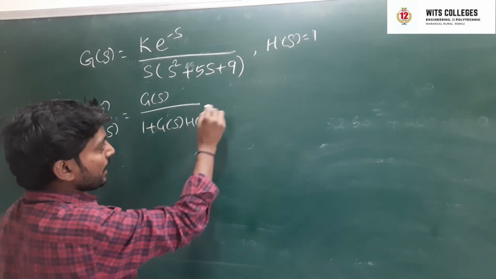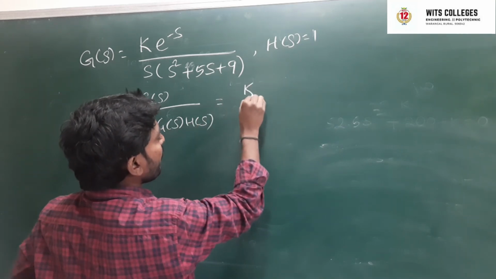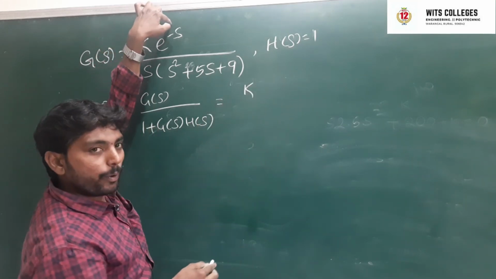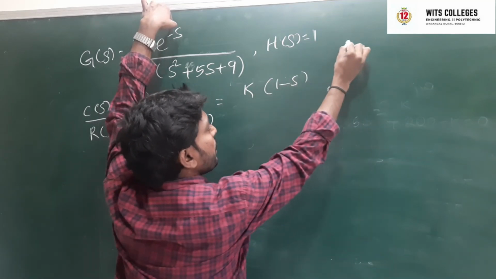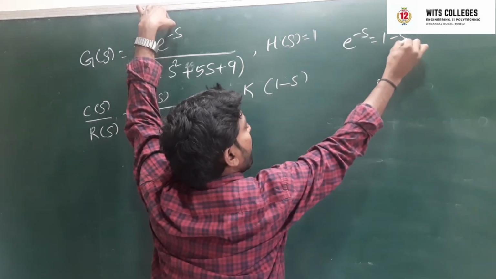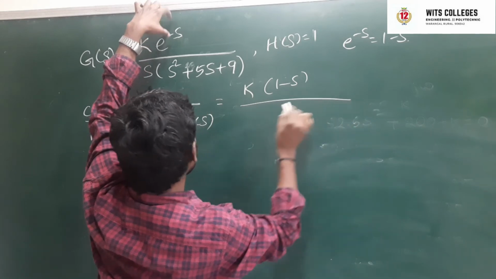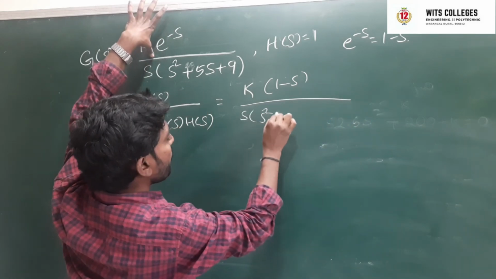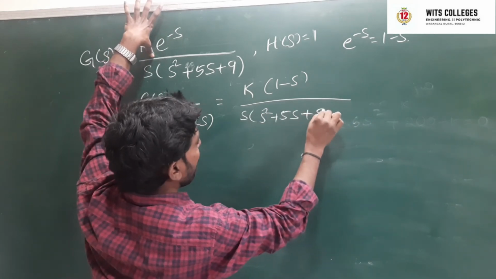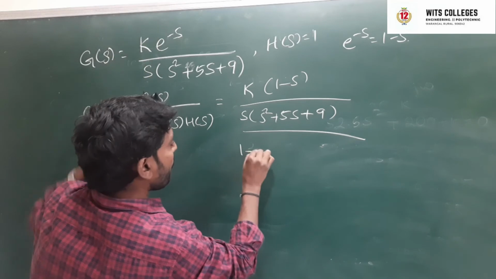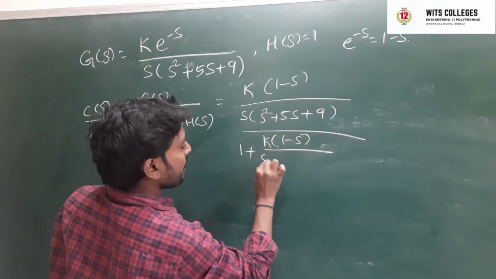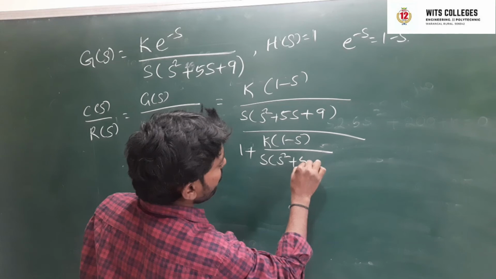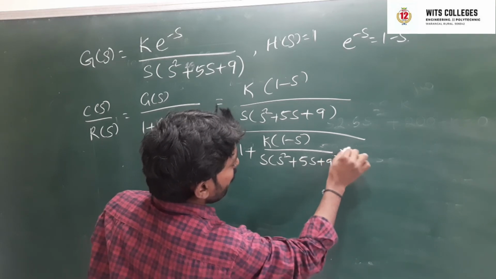Now see here k into e power minus s. Here e power minus s can be rewritten as 1 minus s. So e power minus s is equal to 1 minus s. Here by s into s square plus 5s plus 9, by 1 plus G of s, which is nothing but k into 1 minus s, by s into s square plus 5s plus 9, into 1.